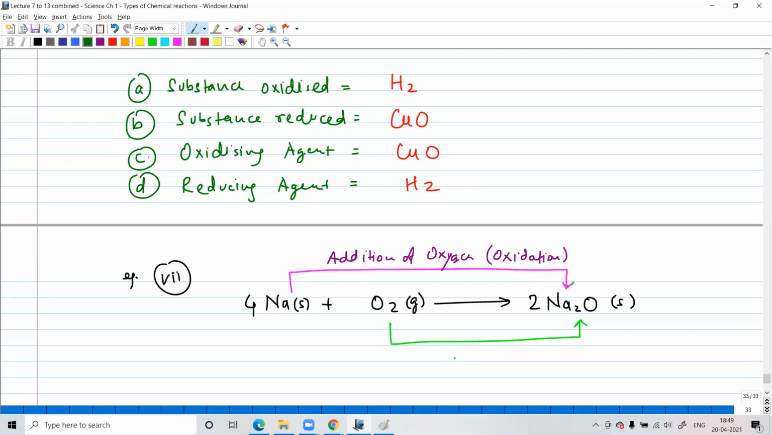Anyone? Addition of a metal, sir. So reduction. Yes, addition of the metal. What is that metal? Sodium. That's why this is reduction again.